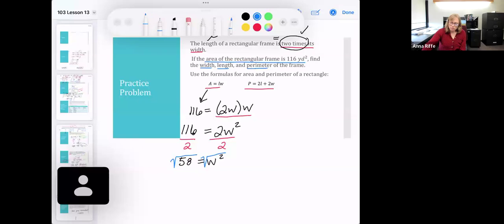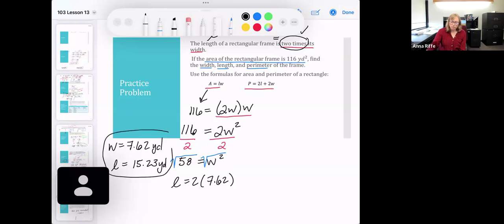Okay, so W is 7.62 in yards, which means length is equal to 2 times W, 7.62, which if you do that in your calculator, you're going to get 15.23 yards if you use the unrounded version. So we have width and length. Once we have those, we have enough to get perimeter.